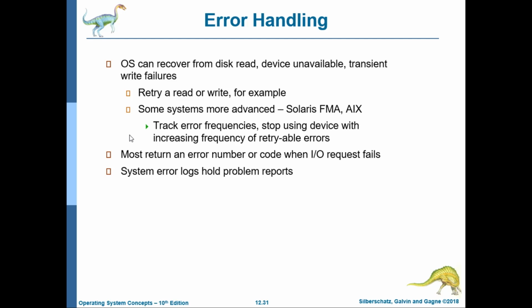For Solaris, there is FMA, the Fault Management Architecture, and we also have AIX, the Advanced Interactive Executive by IBM. What are the characteristics of this advanced error handling? Track error frequencies. Stop using a device with an increasing frequency of retriable errors. Most return an error number or code when an I/O request fails, to notify the user. And system error logs hold problem reports.